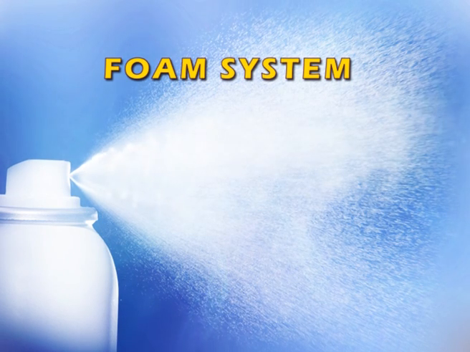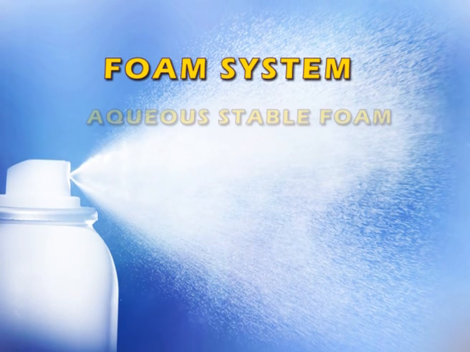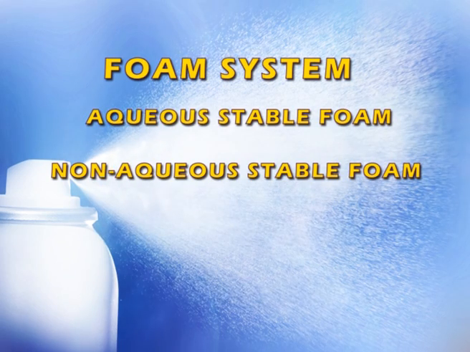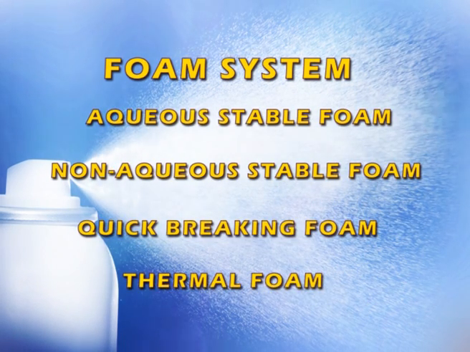Another system, that is the foam system. It usually consists of aqueous or non-aqueous vehicles, propellant and surfactants. There are usually four types: aqueous stable foams, non-aqueous stable foams, quick breaking foams and thermal foams.